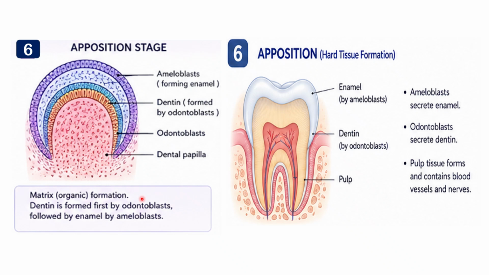So next is the apposition stage. This is the stage where matrix formation takes place. That is, the organic component of the tooth is formed. Firstly, dentine is secreted by the odontoblasts, followed by the secretion of enamel by the ameloblasts.